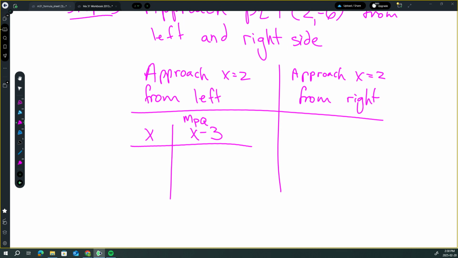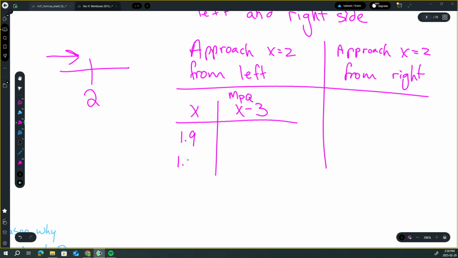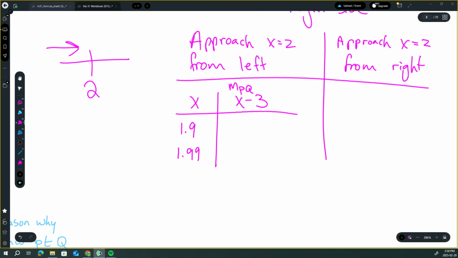Okay, so approaching from the left, just to help you visualize, approaching 2 from the left means we're going like this. My x value for approaching from the left, I'm going to start at 1.9, and for subsequent values I'm going to get closer and closer, little by little, to x is equal to 2 from the left.